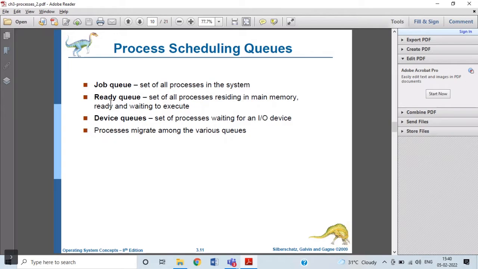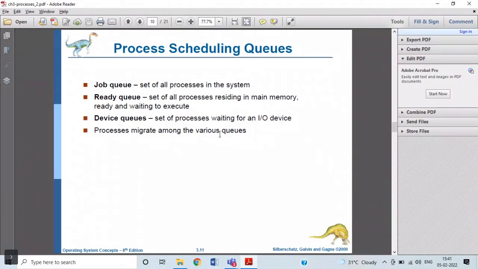What do you mean by a job queue? The set of all processes in the system is called the job queue. And the ready queue is the set of all processes residing in the main memory, ready and waiting to execute. They will be ready in the main memory and wait for the processor allocation time. That is called the ready queue. And device queues are nothing but the set of all processes waiting for an IO device.